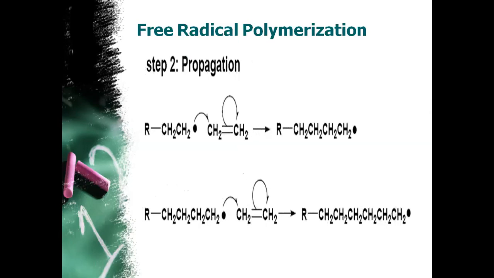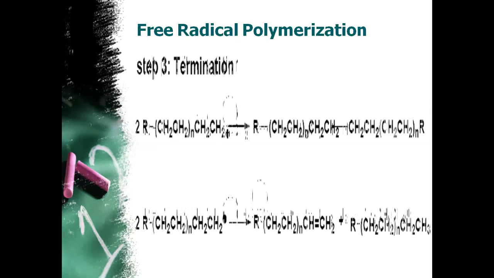The second step is the step of propagation. The ethylene molecule, which has now become an active site, combines with another molecule of ethylene, and in a similar manner the ethylene monomers keep on adding, and thus the chain propagates or elongates, and the process of polymerization is carried out as shown in the given slide.